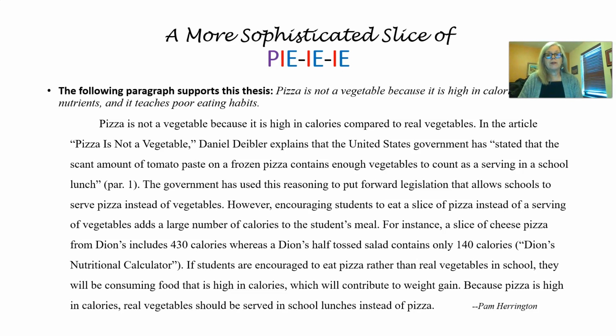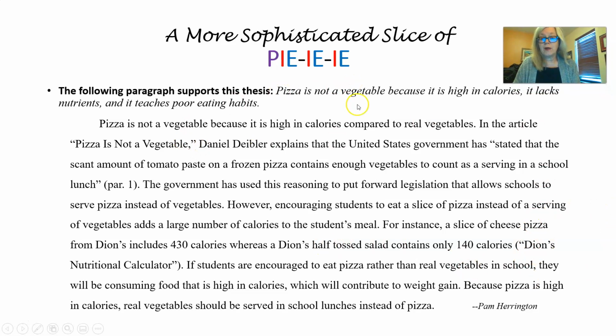The following paragraph supports the thesis: pizza is not a vegetable because it is high in calories and lacks nutrients and teaches us poor eating habits. That's our thesis. Okay, and you see how that thesis is a main idea plus 3, right? Because pizza is not a vegetable, main idea. Because it is high in calories, it lacks nutrients, and it teaches poor eating habits. Okay, so here we have an all-in-one paragraph that illustrates synthesis.